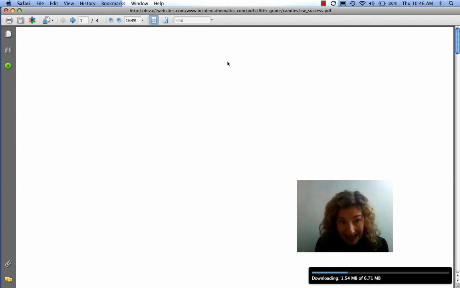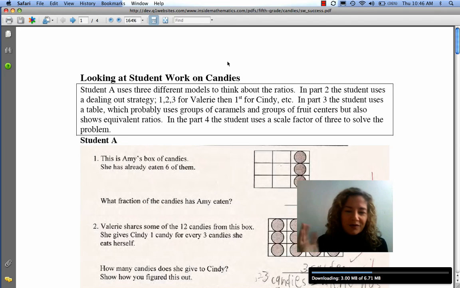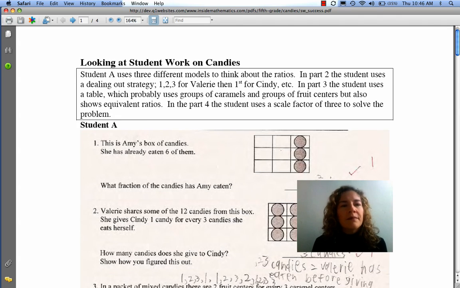Now, these are scans of actual students' work. So this file itself will take a little bit longer to download. You can see down here, it will download more or less rapidly depending on your internet connection. But here's successful strategies. Student A uses 3 different models to think about the ratios.